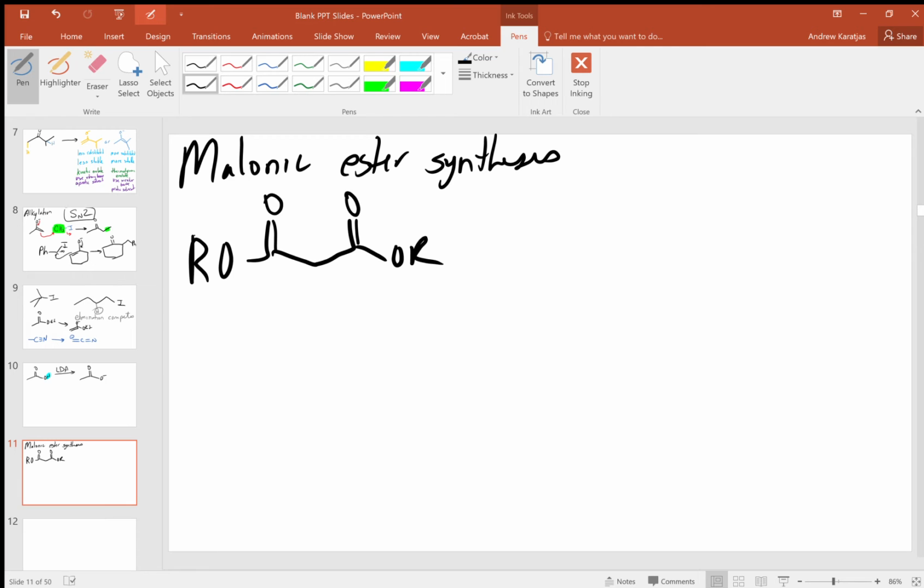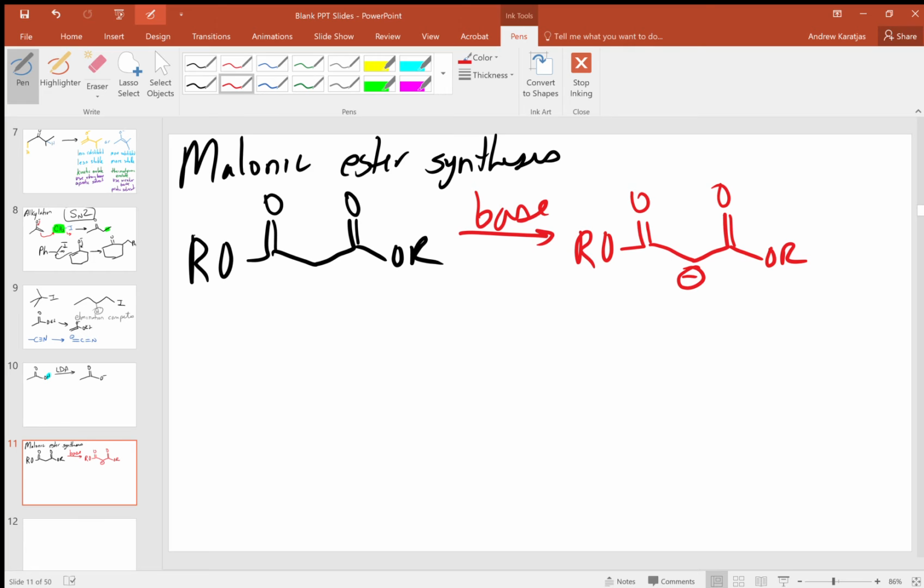And now if you add a base to it, you're not going to end up with problems with deprotonating the carboxylic acid because right now it's not there. So if we add a base, we are very easily going to remove that central proton. That central proton is extremely acidic because it's resonance stabilized by both carbonyls. At that point, we can add an alkyl halide to it. Attacks, we get our alpha alkylation.